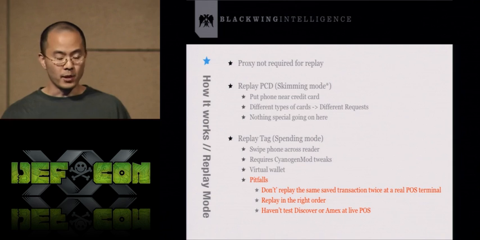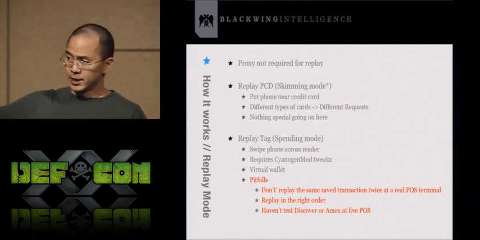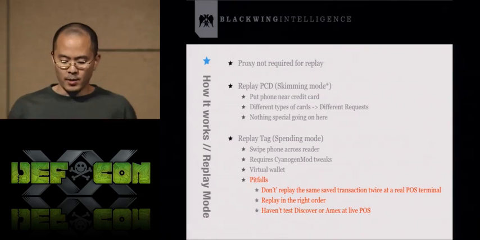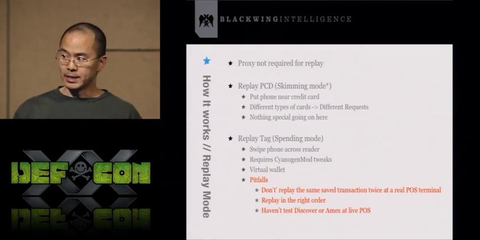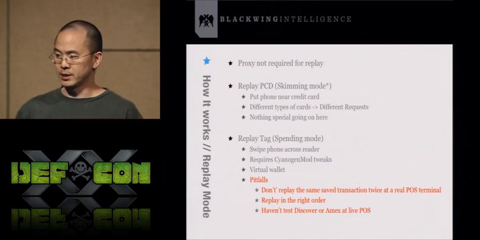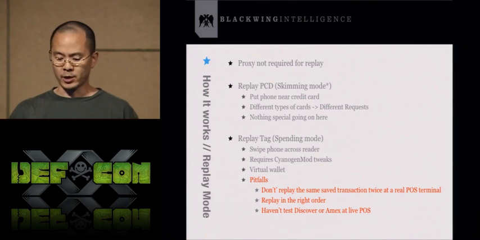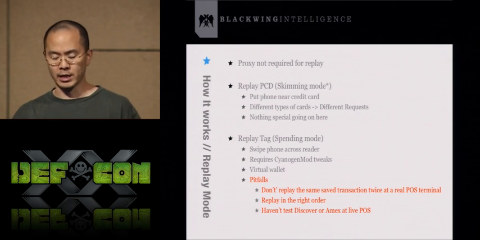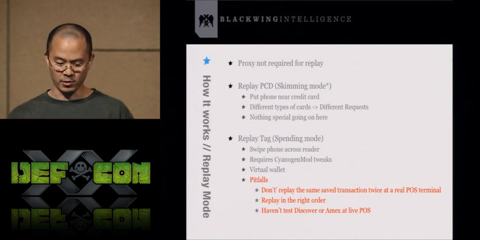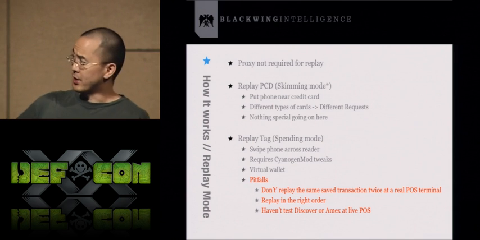So replay mode. Replay mode doesn't require that whole proxy setup. So if you want to replay a PCD and you have a stored transaction on the phone, you can just take all those APDUs and replay them against a credit card. So if you have all of those APDU requests that are needed to query a credit card, you just replay that next to a credit card, and you'll get all the credit card data out of the RFID-enabled credit card. That's nothing special going on here.